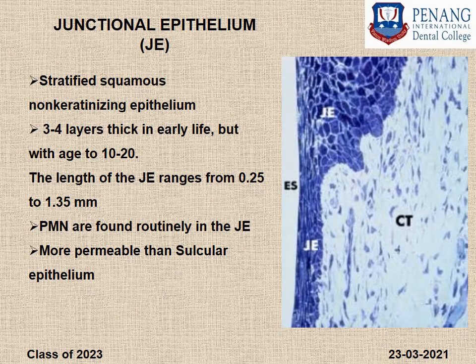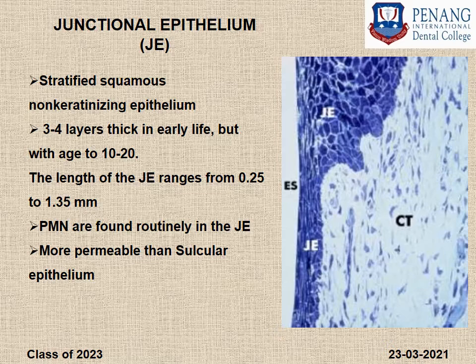Now coming on to the junctional epithelium. Junctional epithelium is a stratified squamous non-keratinizing epithelium which is 3 to 4 layers thick in life, but with age it goes to 10 to 20 layers thick. The length of the junctional epithelium is around 0.25 to 1.35 mm. Neutrophils are routinely found in junctional epithelium because they are the first line of defense. This is more permeable than sulcular epithelium.